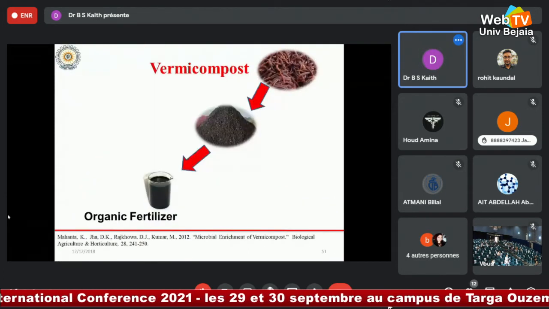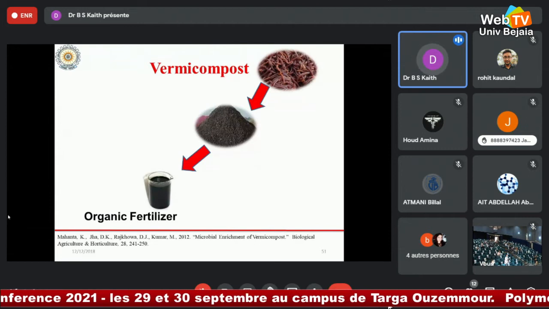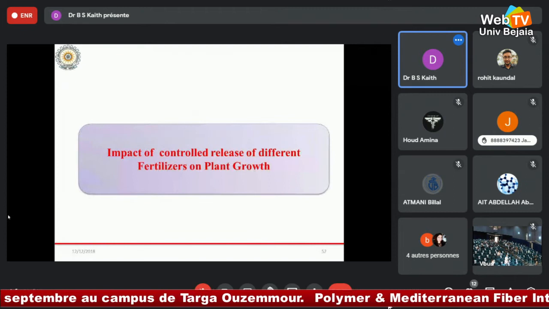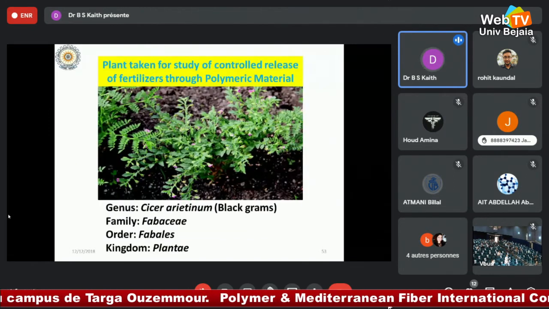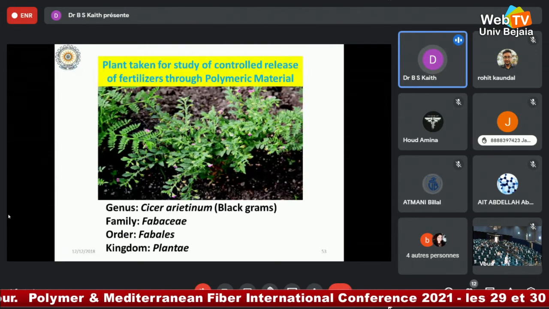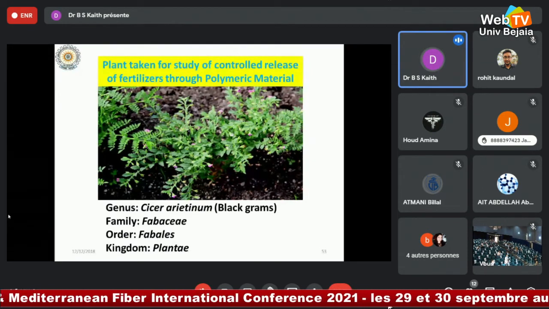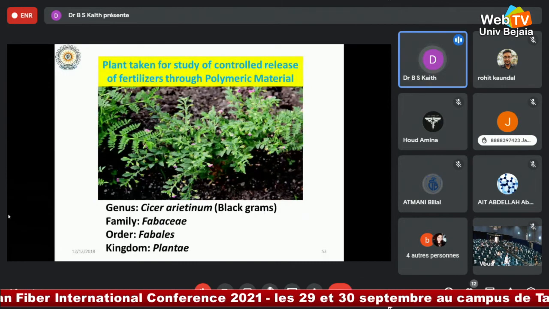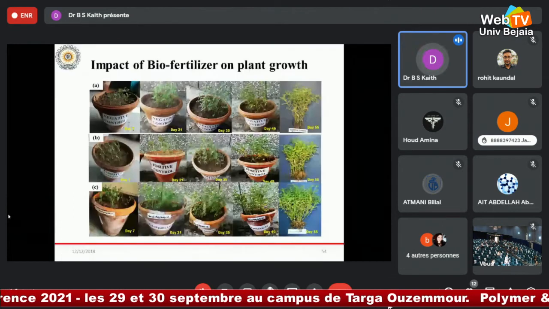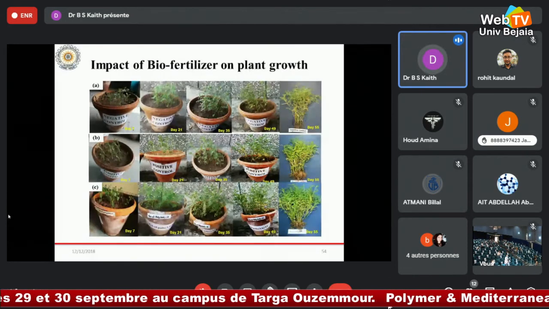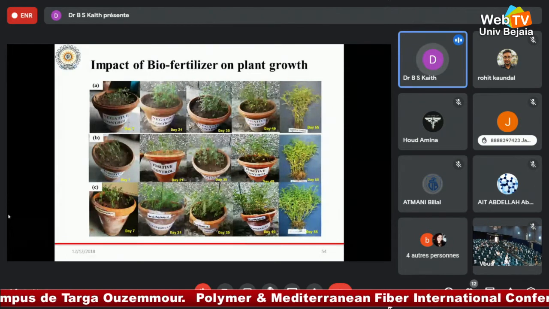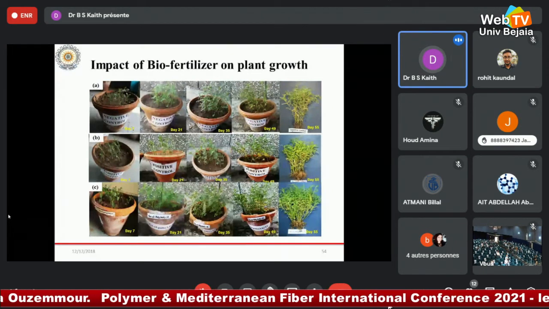So we prepared the biofertilizers from the vermicompost in the laboratory. And we carried out the controlled use of this biofertilizer through our material which we synthesized in the laboratory. For that, we have taken black grams to carry out our studies. And you will find in the first row, there is a negative control. In the second row, this is a positive control. And the third one is the test sample.